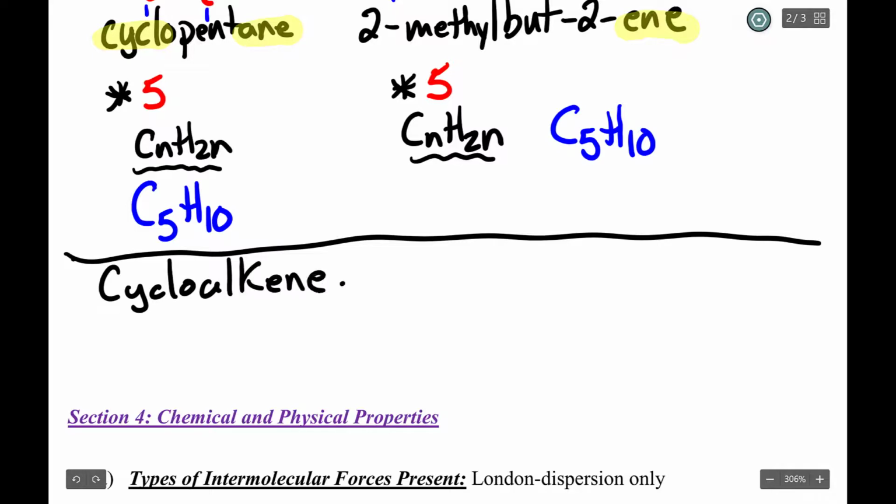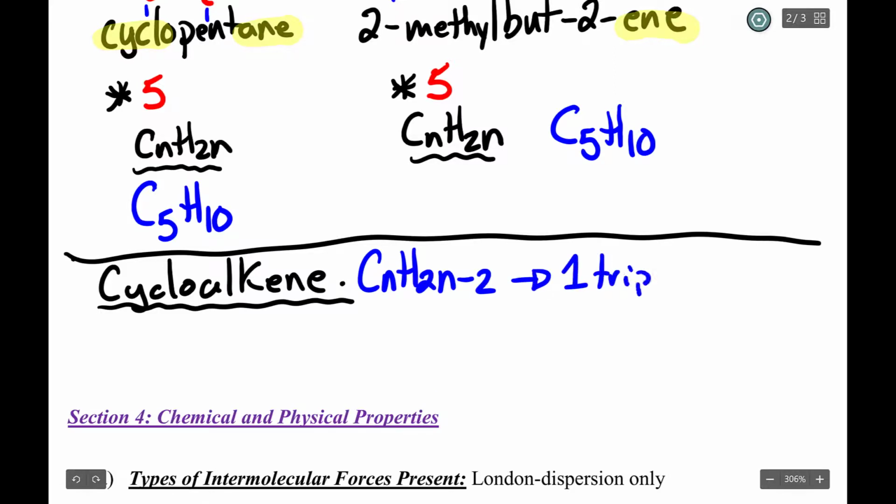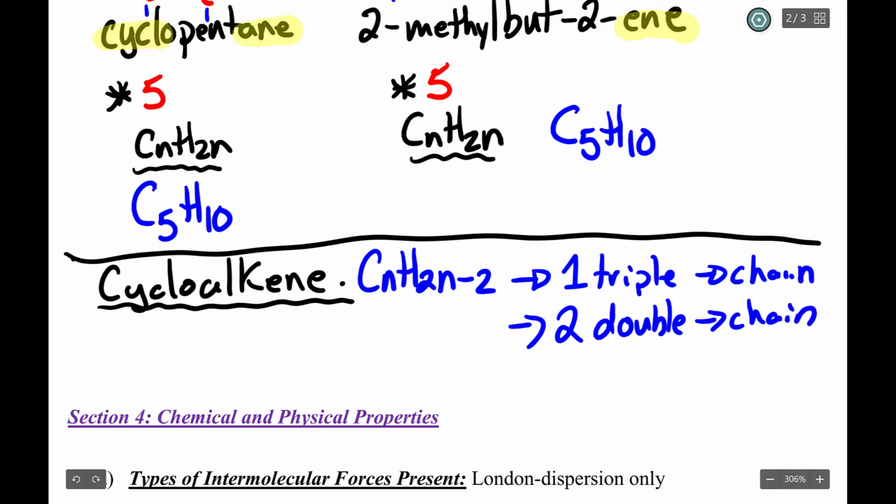Now when we get into a cycloalkene, things become much more complicated in terms of the number of options we have for isomers. Cycloalkenes are going to be CnH2n minus 2, which is the same as 1 triple bond in a chain, which is the same as 2 double bonds in a chain, or a cycloene, which is a cyclic compound with 1 double bond in the ring format. All 3 of these things would have the same generic formula.